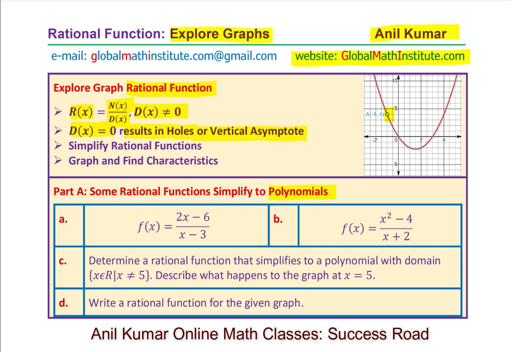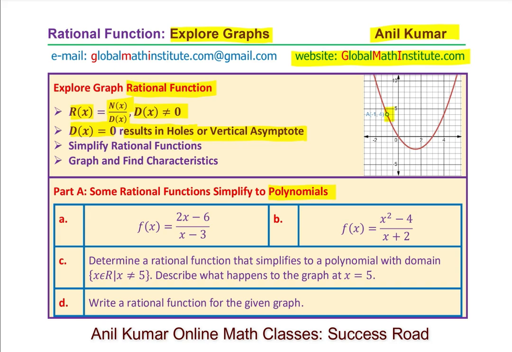In this video, you will learn how some rational functions can simplify to polynomials. They will, however, have a very important difference: in polynomials, the domain is all real numbers, but in these rational functions, there are some restrictions, mainly because the denominator d of x could be 0. If after simplification you get a polynomial type of graph, it means that the restriction is because of a hole.